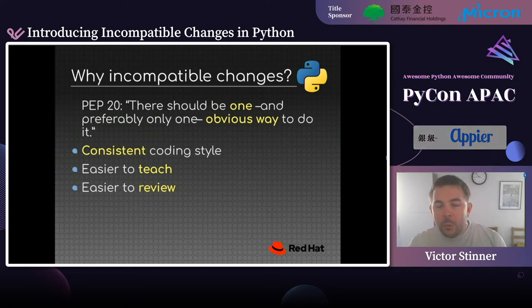To try to explain why we made these changes, there is PEP 20, which is called the Zen of Python. And it says that there should be one, and preferably only one, obvious way to do it. It means that when you write Python code, you can expect that two different persons write similar code and have a consistent coding style. And thanks to that, it's easier to teach and also easier to review code, because you pay less attention to the coding style, to how the function is implemented. And you can really focus on the logic. This is something specific to Python, and many people like it because Python has been chosen by many schools around the world to teach programming to people who are new to programming.